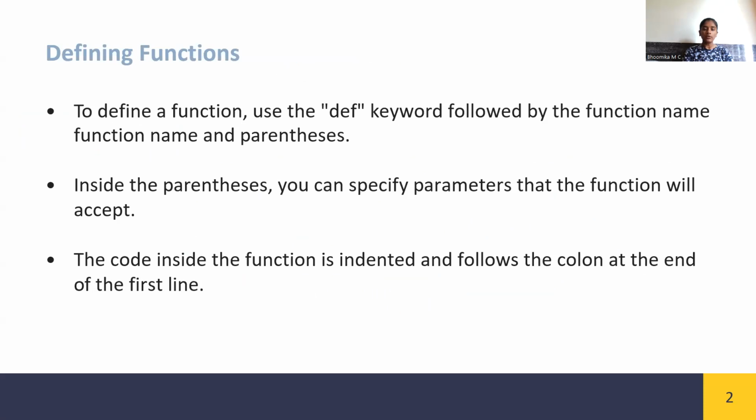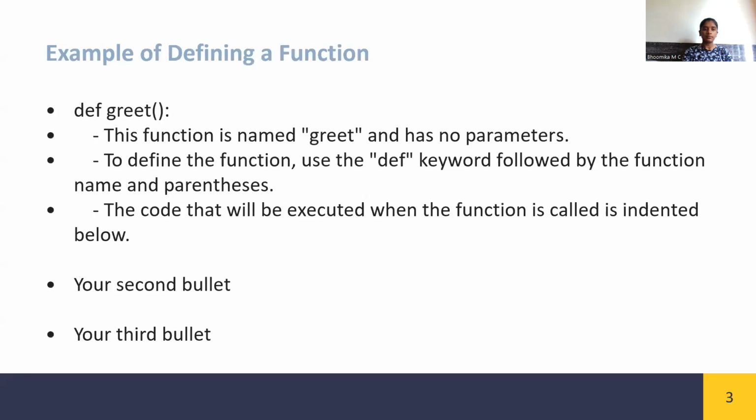Defining functions. To define a function, use the def keyword followed by the function name and the parentheses. Inside the parentheses, you can specify the parameters that the function will accept. The code inside the function is indented and follows the colon at the end of the first line.